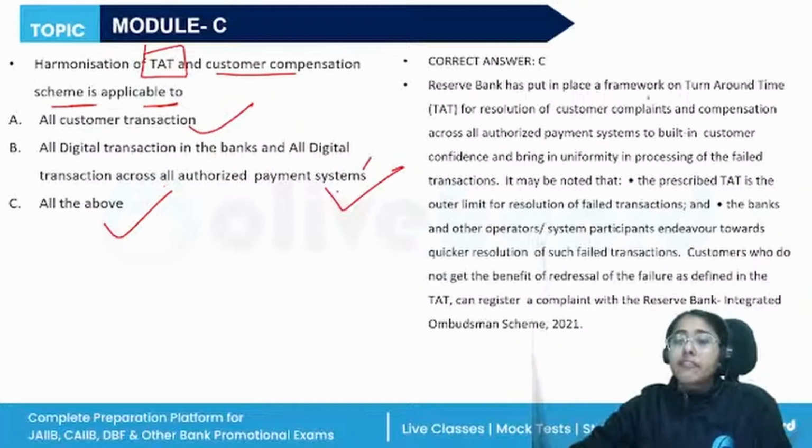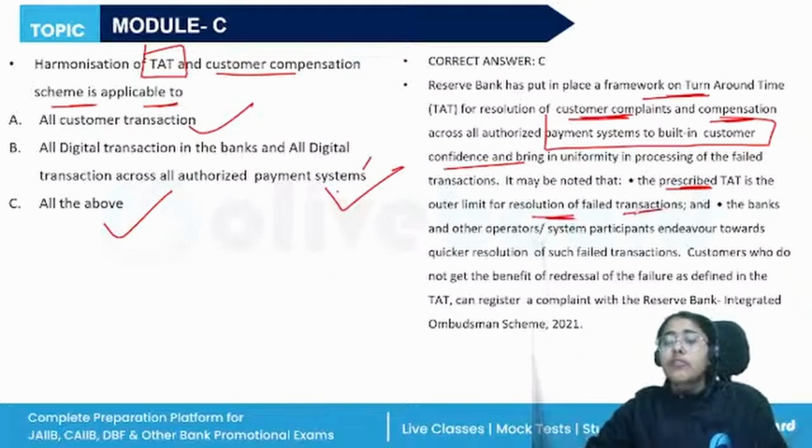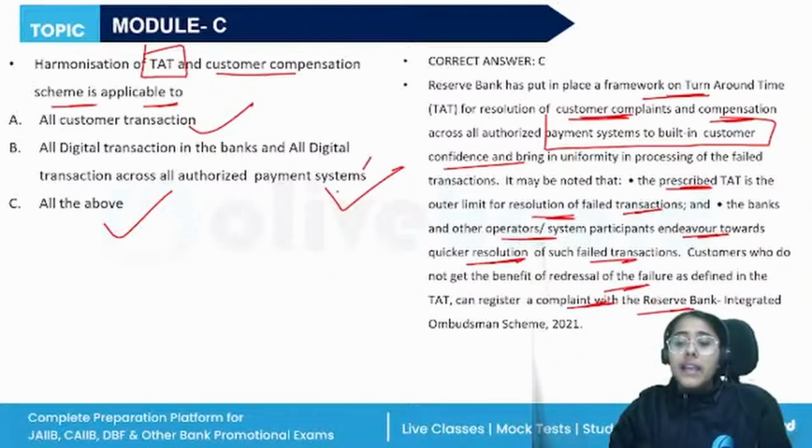RBI has put in place a framework on the turnaround time for the resolution of customer complaints and the compensation across all the authorized payment systems to build in customer confidence. So the prescribed time is our limit for resolution of the failed transactions. The banks and other operators endeavor towards quicker resolution of such failed transactions. Customers who do not get the benefit of the redressal can register a complaint with the RBI Integrated Ombudsman Scheme 2021. I hope you remember the process of filing a complaint.